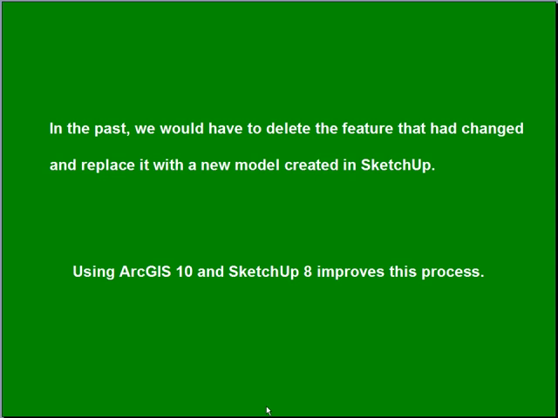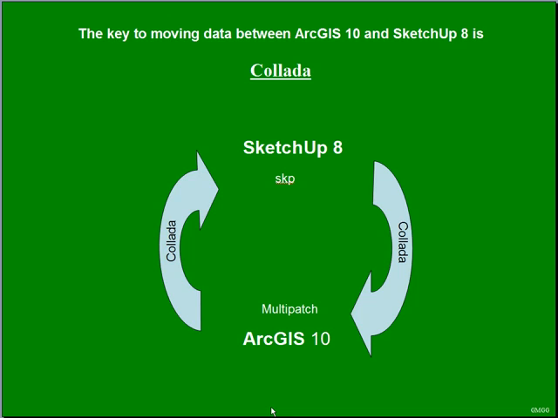In the past, we would have to delete the feature that had changed. In this case, the building model would be totally erased, and it would be replaced with a new model created in SketchUp. Using ArcGIS 10 and SketchUp 8 improves this process quite a bit. The key to moving between the two environments is the Collada data exchange format, which both Google and Esri now support. We're going to use it multiple times in this process.